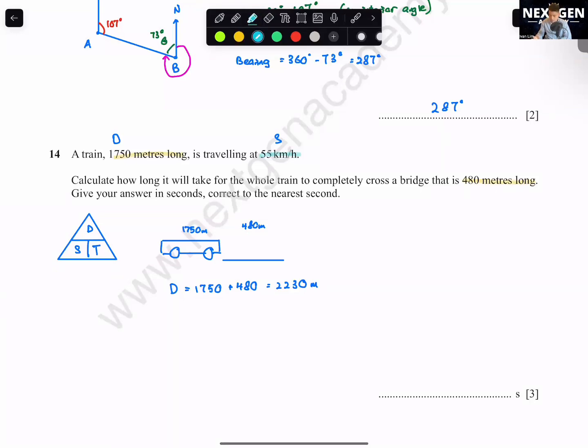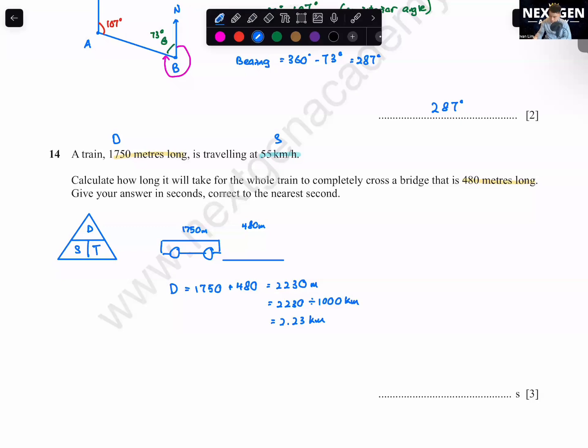For me to find the time, this is in meters, but this is in kilometers per hour. So what do I need to do to this part here? You change this to kilometers first. You either change this to kilometers or you change the 55 kilometers per hour to meters. For me, since I'm already doing this, let's just change this to km. 2230 divided by 1000 km, which is 2.23 km.